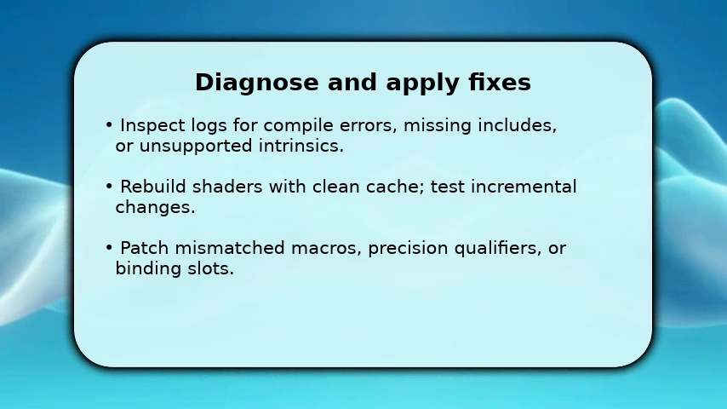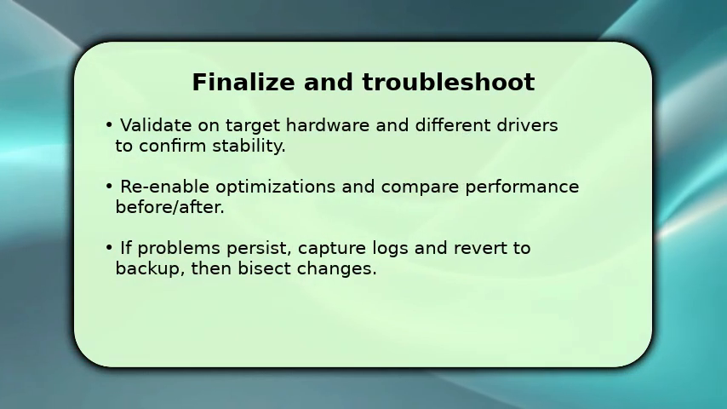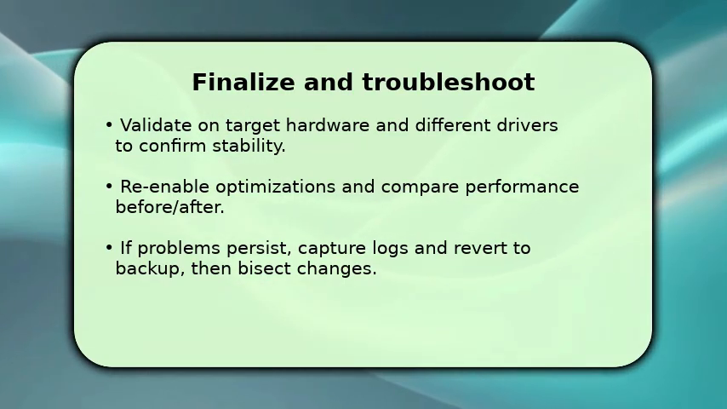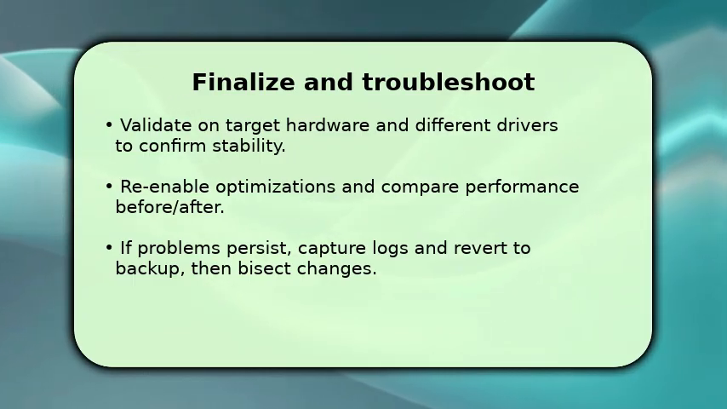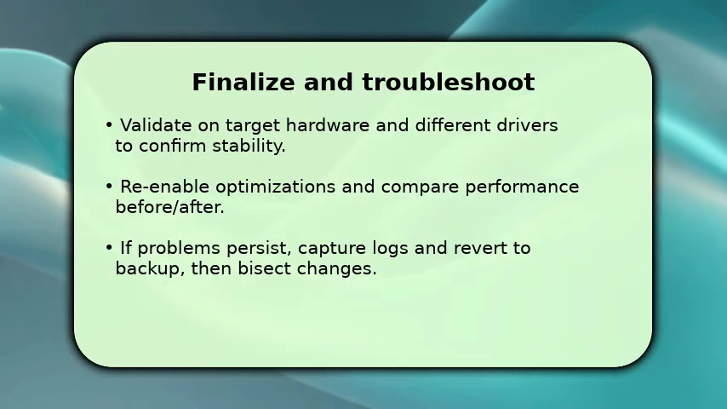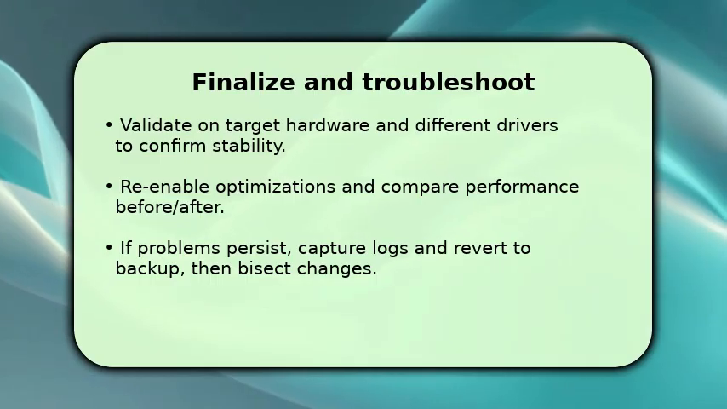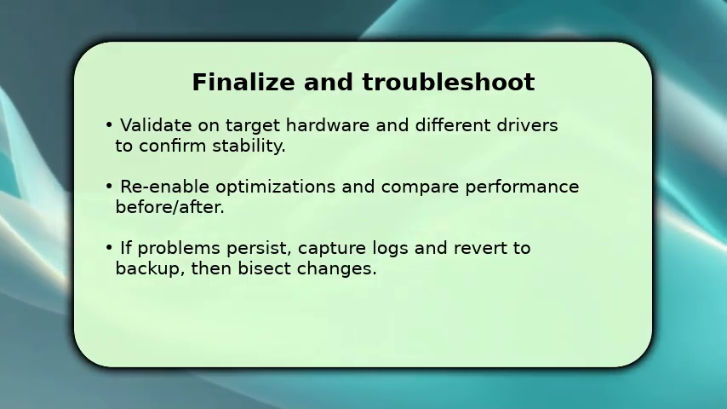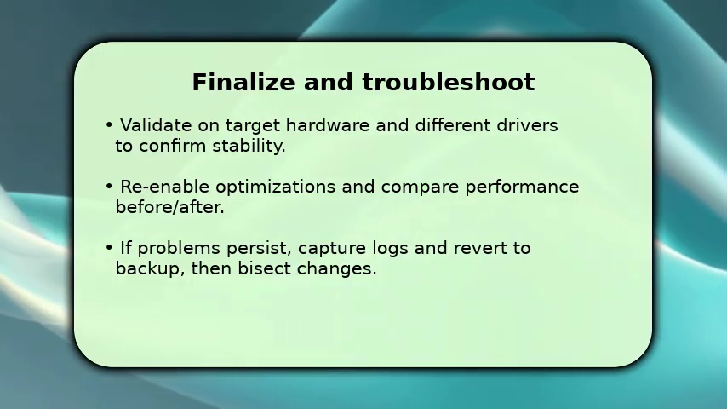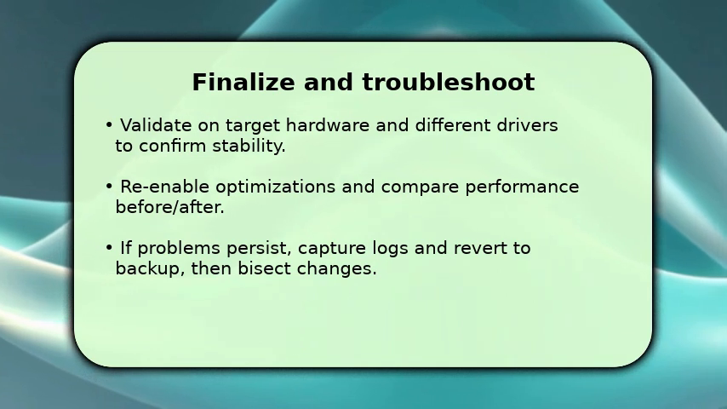You finish by validating shaders on the target hardware and across driver versions. SSO issues can be platform-specific, so confirm stability everywhere relevant. Once stable, re-enable compiler optimizations and compare performance and visual results with your backup to ensure no regressions. If problems persist, capture new logs, revert to the backed up state, and perform a bisect of changes to find the offending commit. One troubleshooting tip. If errors are intermittent, test with a clean driver reinstall and a cleared shader cache before.